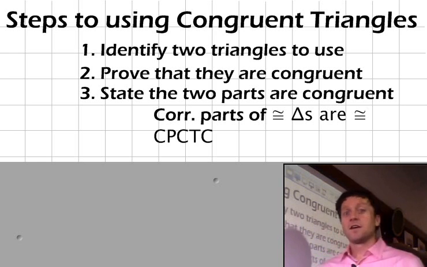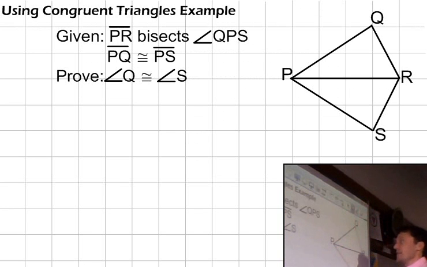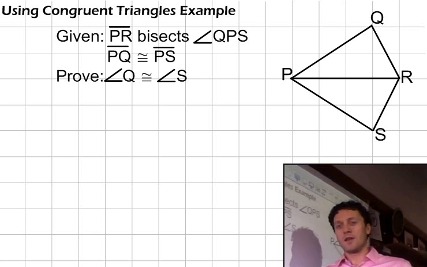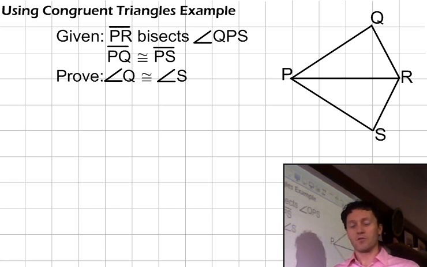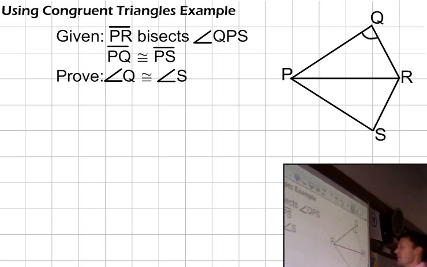Okay, so let's try it. Here, in this diagram, we've got triangle PQR kind of on top of triangle PSR. We've got some information given. We've got a bisector there. We've got two line segments that are already congruent. What we need to do, though, is show that angle Q up here is congruent to angle S. Okay, we don't know that yet. We need to show that.